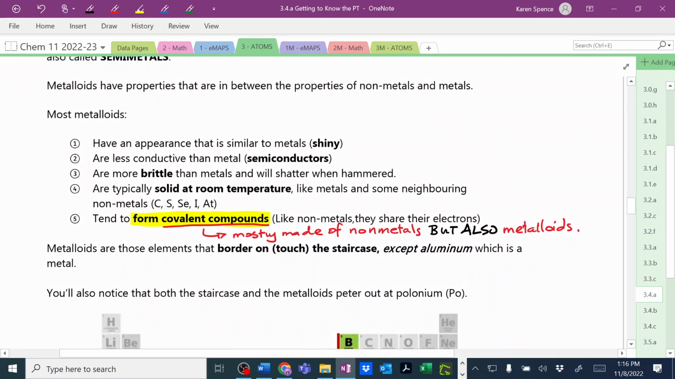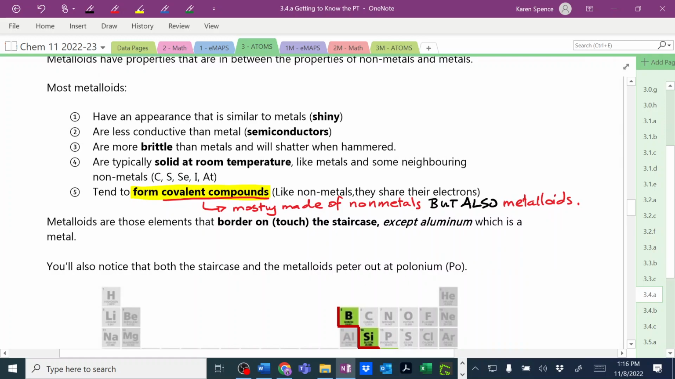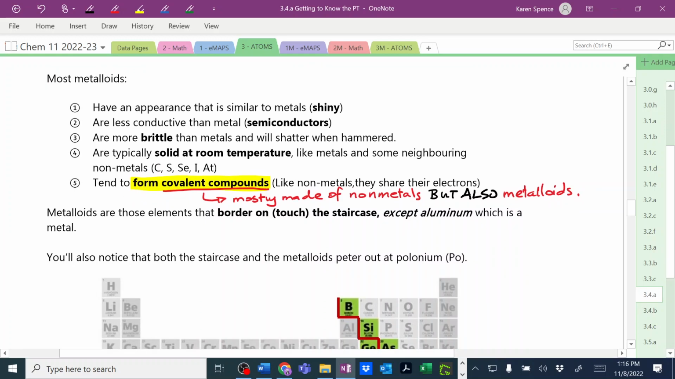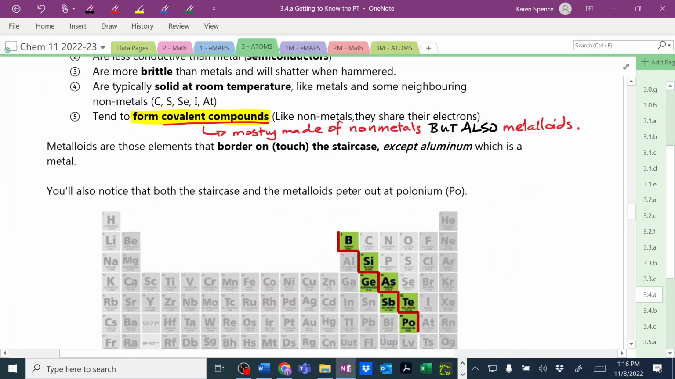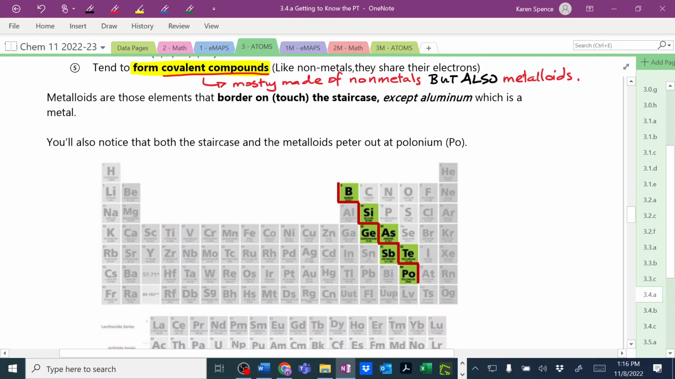The metalloids all border the staircase except aluminum, which is a metal. And I think you guys know that aluminum is a metal. That's not hard, right? Aluminum foil, you look at it, it's like, oh, that's a metal. So here they are.